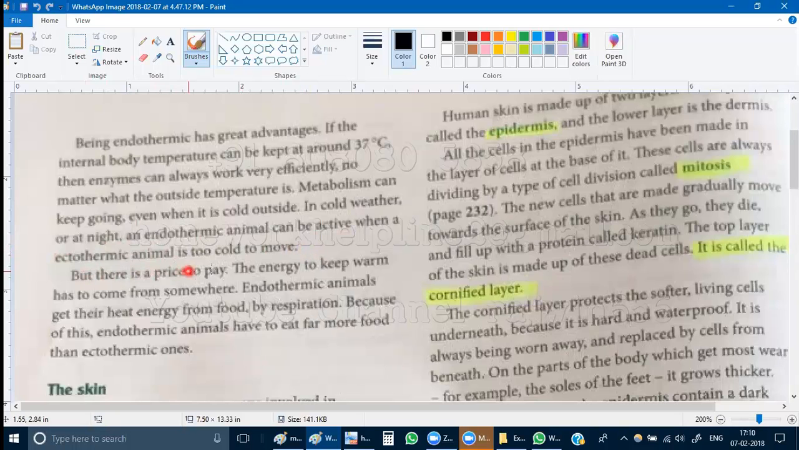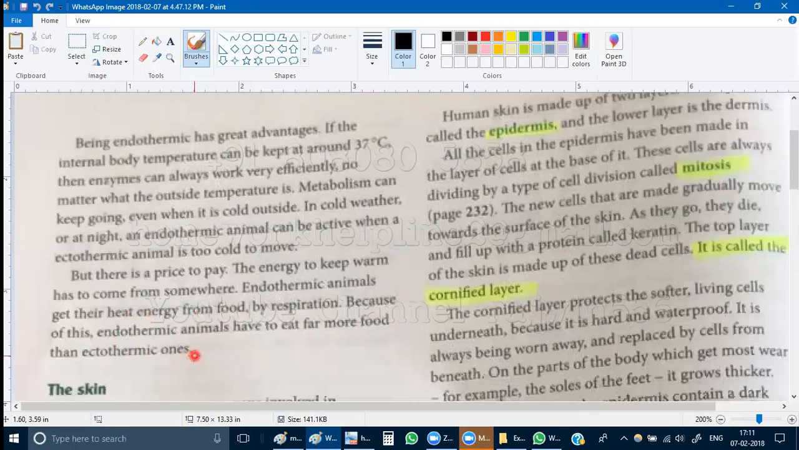But there is a price to pay. The energy to keep warm has to come from somewhere. So that many nutrients will get used up in our body. Endothermic animals get their heat energy from food by respiration. Because of this, endothermic animals have to eat far more food than ectothermic ones.